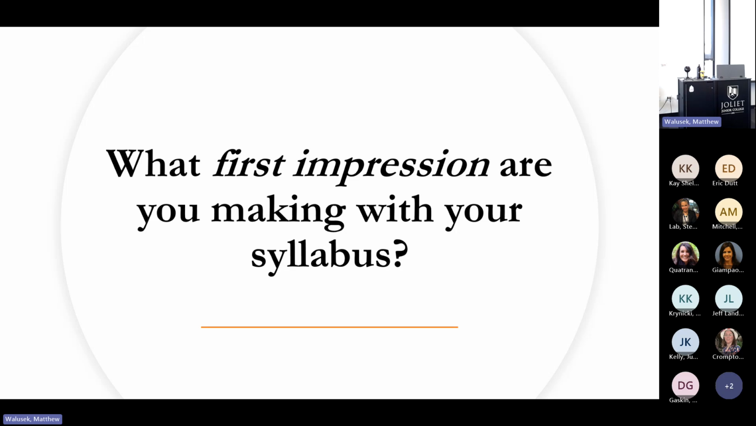My point was, with all that policy stuff we're required to include, I don't know what the first impression is. Here's a book, read this book, and remember it for the rest of your life. Do you feel like students actually use it?